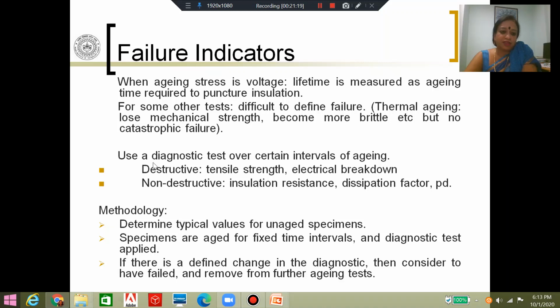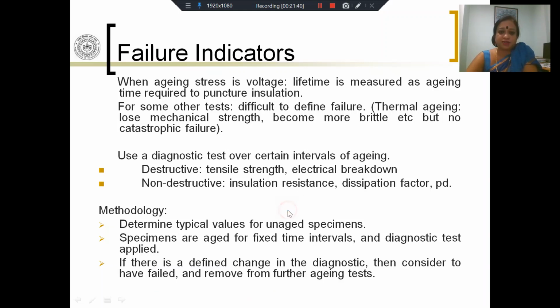So the methodology is we determine the typical failures for the unaged specimens, then you age the specimen for fixed time intervals, and then apply the diagnostic test. If there is a defined change in the diagnostic, then consider the material to have failed this particular test and you remove it from other aging tests. So this is how you go about the aging tests.